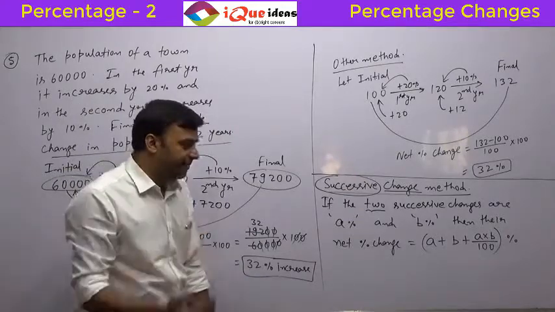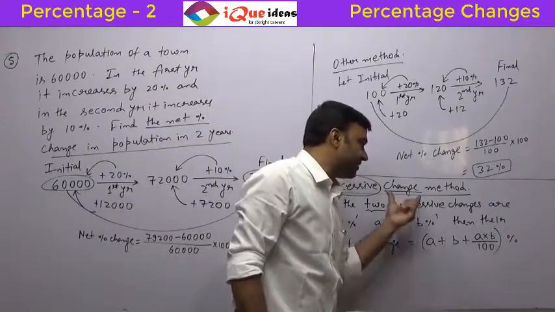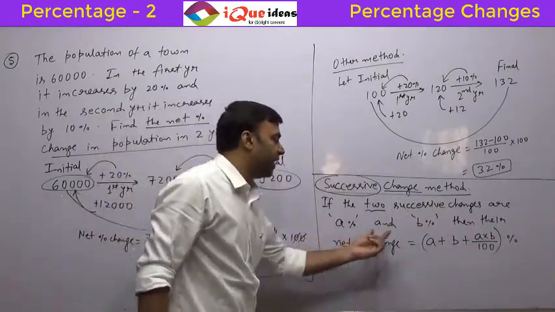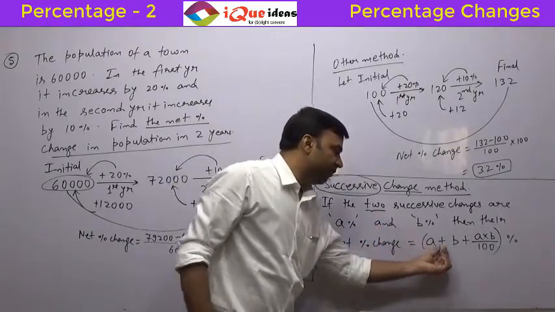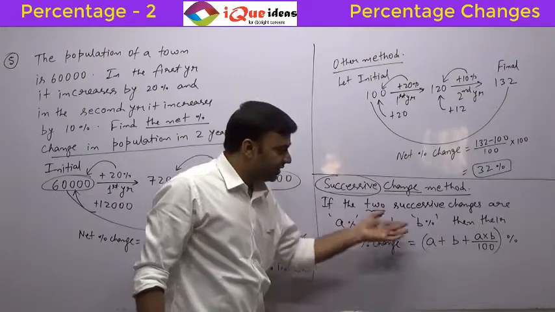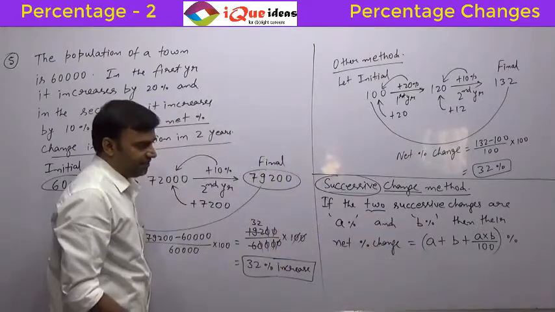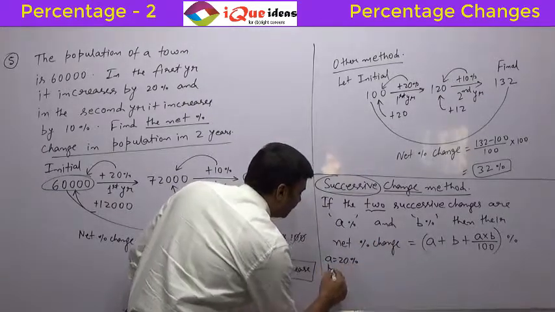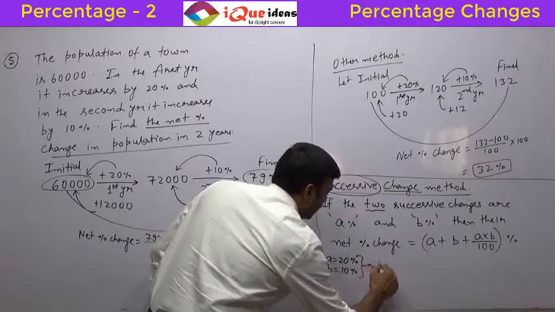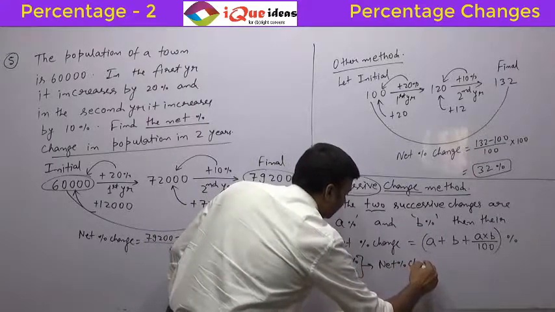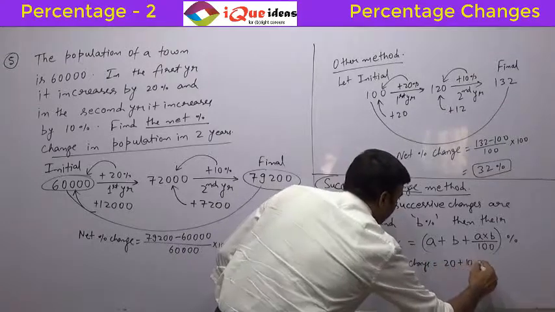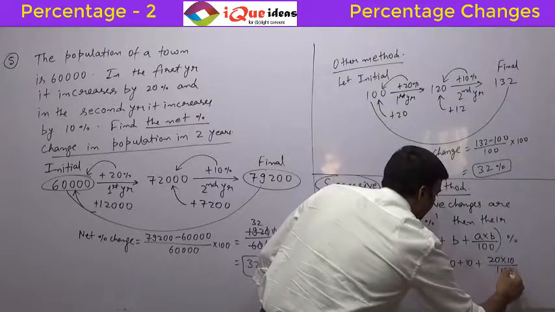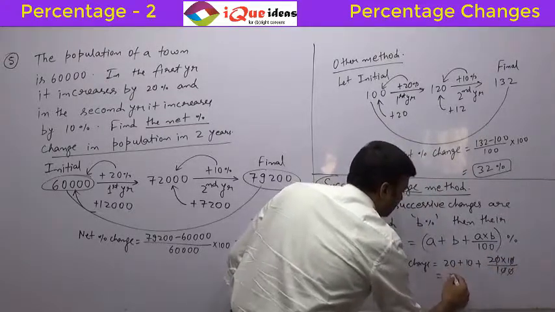See, if they are conducted on the same value, then the answer will be simply A plus B. But if they are successive, it will be A plus B plus A into B by 100. You have to be really careful about the sign of A and B. If A and B are increments, they will be positive. If A and B or any one of them is a decrease, they have to be taken as negative value. That's it, right? So if you apply in this case here, A is given as 20%, B is given as 10%. So straight away their net successive change or net percentage change in this case will be 20 plus 10 plus 20 into 10 by 100. Alright. So 0 and 0 cancel. This gives us 2. 20 plus 10 is 30 plus 2 is 32%.